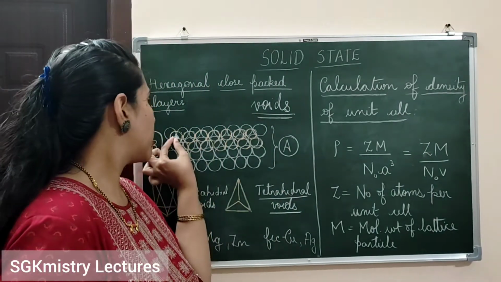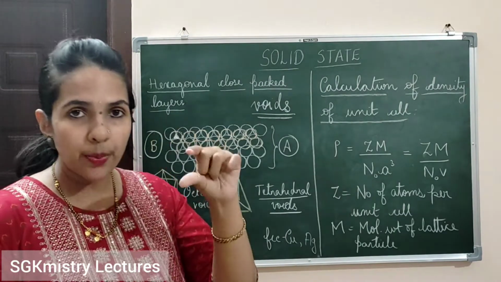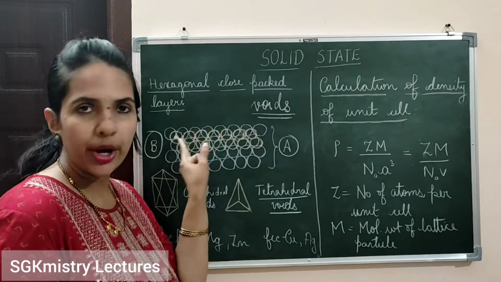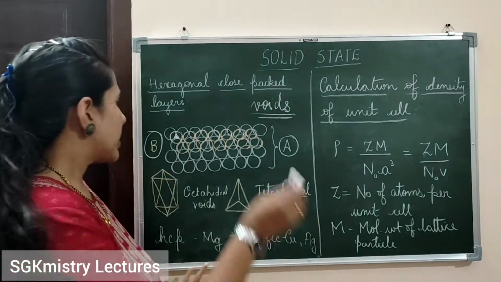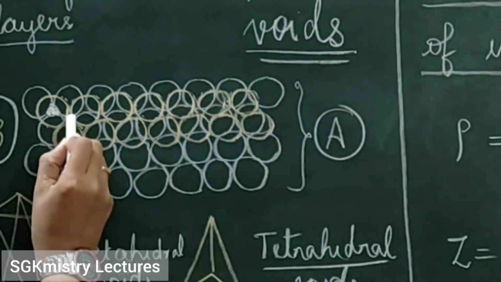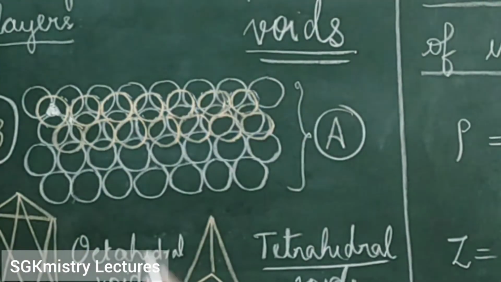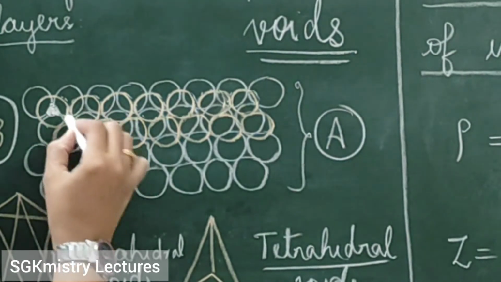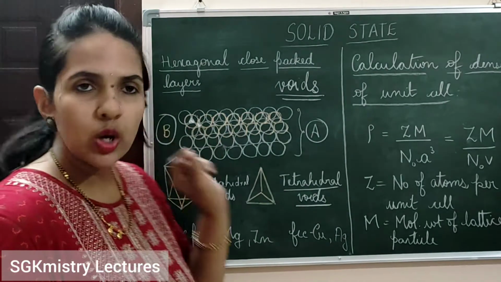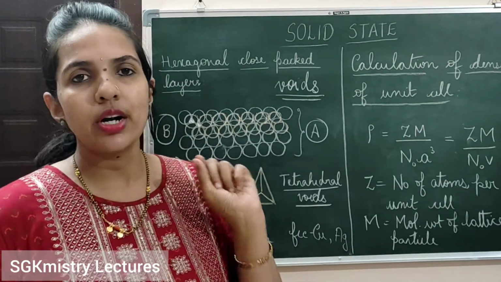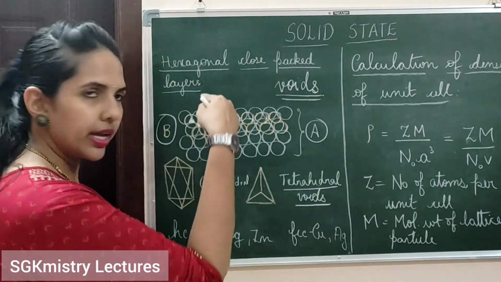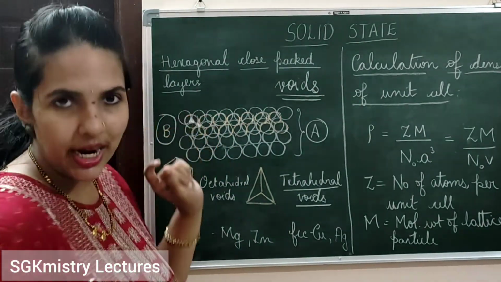So tetrahedral voids are formed when the upper layer is placed exactly on the gap, exactly on the void of the lower layer. You can see one more type of gap. Here there is already a gap in the lower layer. Again, the upper layer also forms the continuation of this gap. The gap of the lower layer is not covered by the particle of the upper layer. This gap is continuous, even from the upper layer to the lower layer.